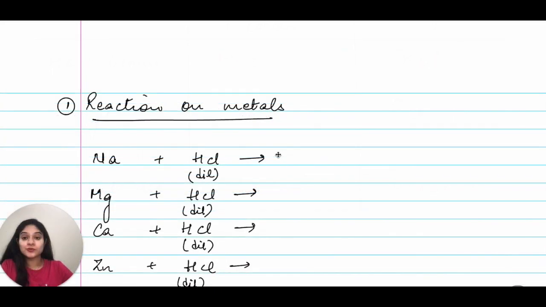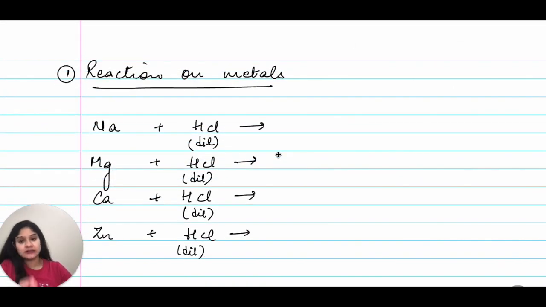So students, moving on to reaction on metals. So reaction on metals is pretty simple. That as per the reactivity series, all the metals which are above hydrogen would easily replace hydrogen and combine with chlorine to give us their corresponding chlorides. Along with that, hydrogen gas would be eliminated.